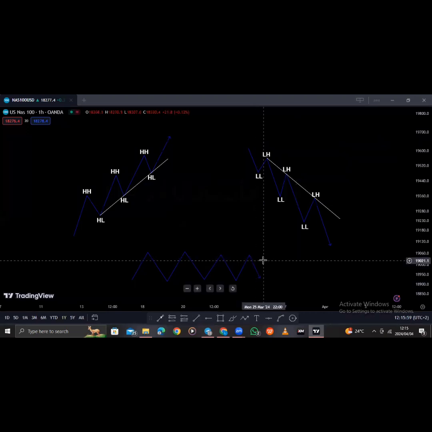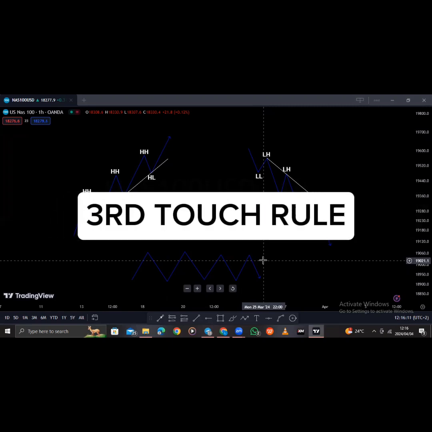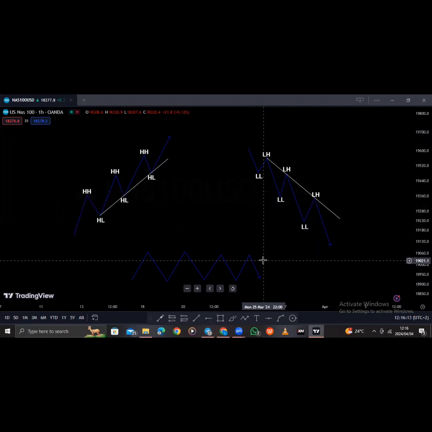Now, guys, in this video, I'm going to show you the strategy that I'm using, which is made up of three important components. The first one being the market structure, the second one being the third touch rule, and the third one being candlestick confirmation. With these three important components, you can have yourself the most profitable strategy and make a living out of the strategy, right? So we're going to start with the market structure.